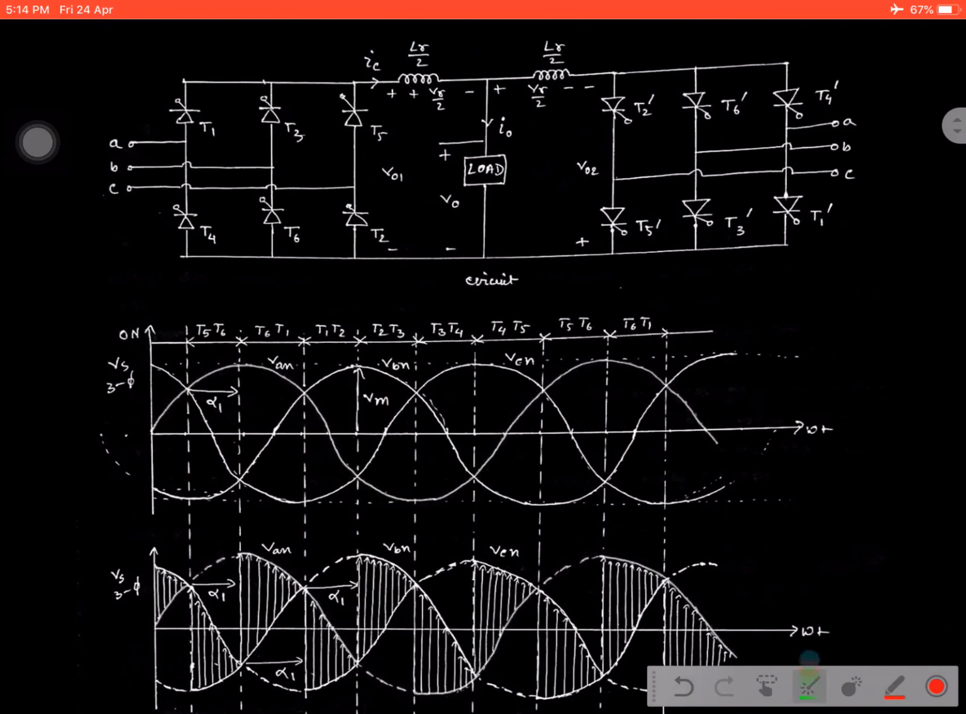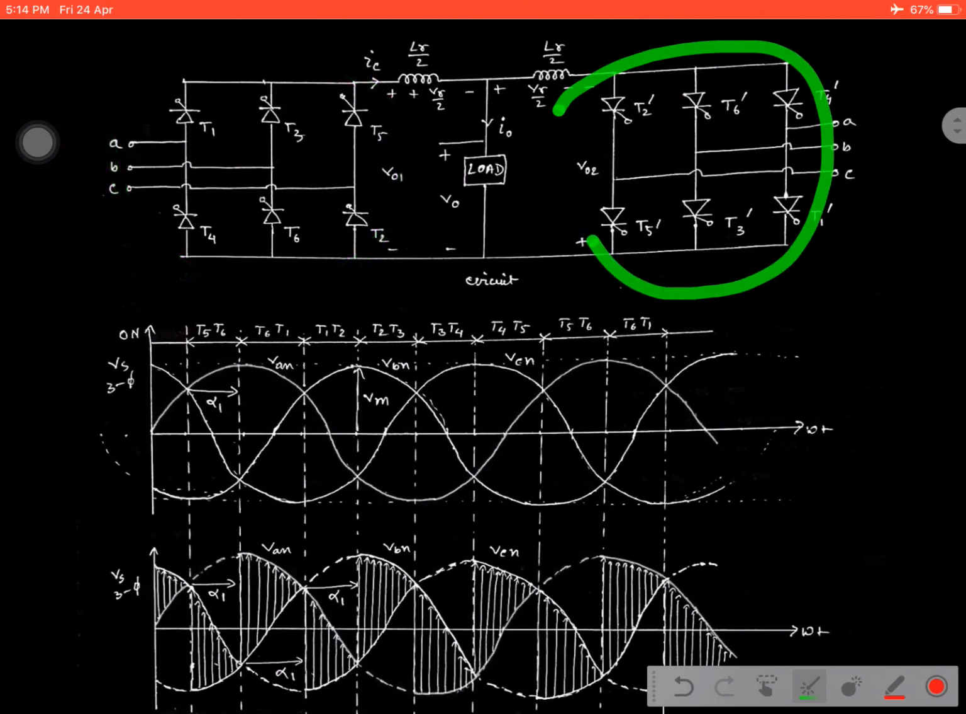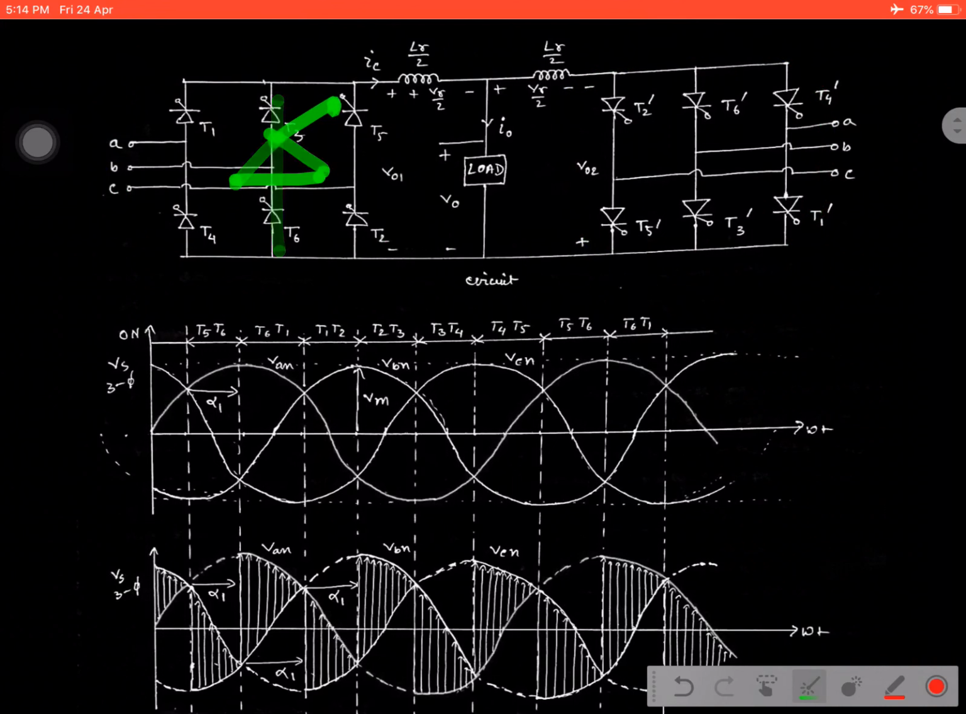See, here you are using two converters, as the name stands, dual converter. This is converter 1 and this is converter 2. The switches involved for converter 1 are in one particular direction, while the switches involved for converter 2 are in the reverse direction. That means both converters are connected back to back.